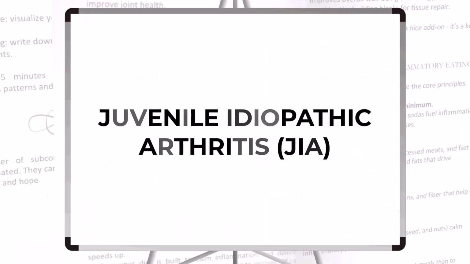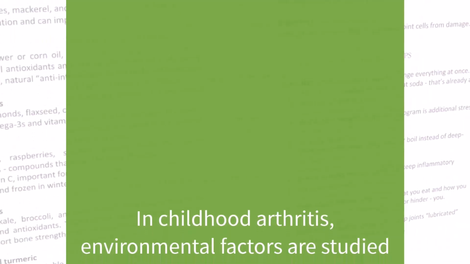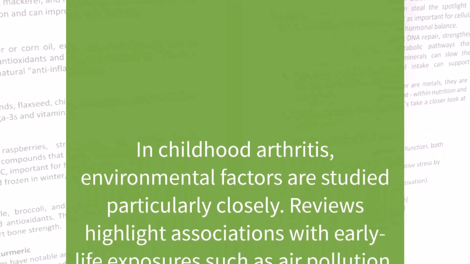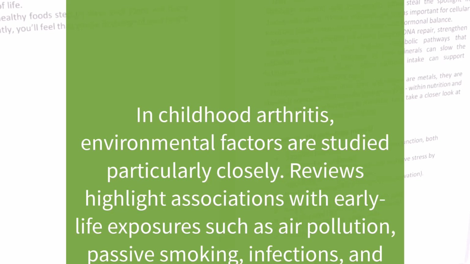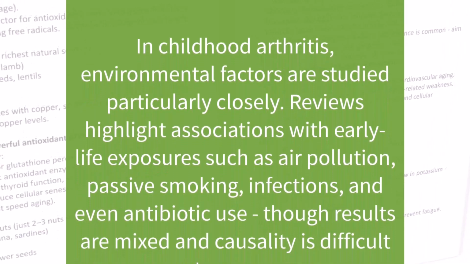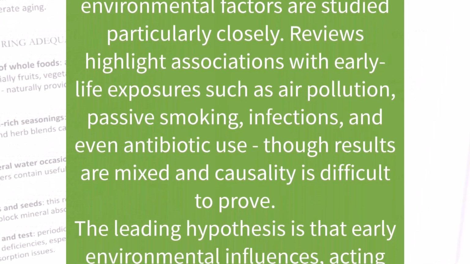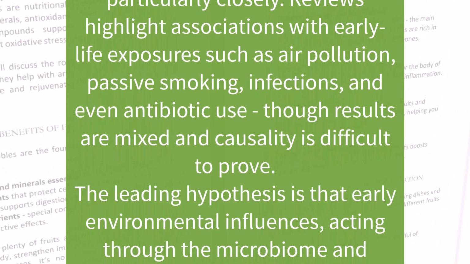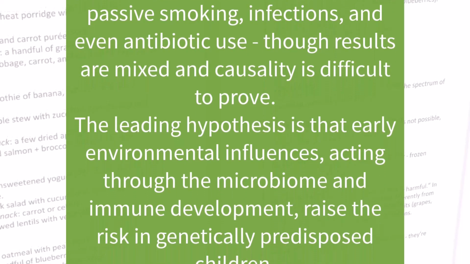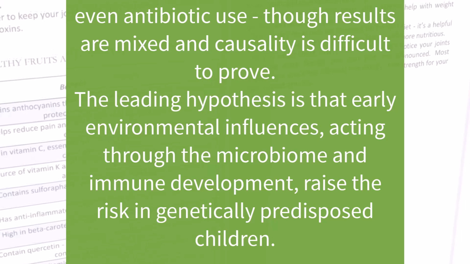Juvenile idiopathic arthritis, JIA. In childhood arthritis, environmental factors are studied particularly closely. Reviews highlight associations with early life exposures, such as air pollution, passive smoking, infections, and even antibiotic use, though results are mixed and causality is difficult to prove. The leading hypothesis is that early environmental influences acting through the microbiome and immune development raise the risk in genetically predisposed children.